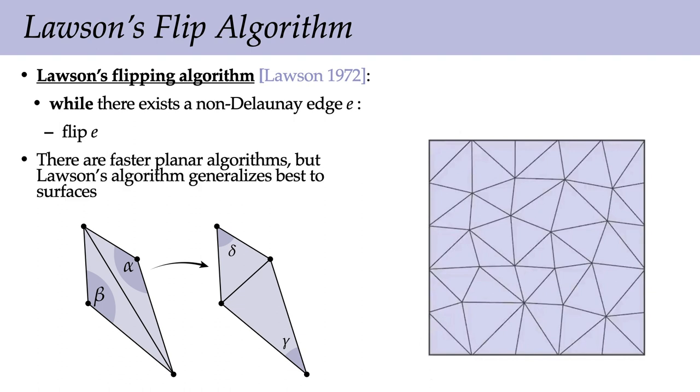I should note that there are plenty of faster algorithms for computing Delaunay triangulations in the plane. However, at the moment, Lawson's classic algorithm is the most straightforward to generalize to the intrinsic setting. And the performance of the flip algorithm is perfectly satisfactory in practice. We'll go into more details later, but generally flipping to Delaunay takes less time than reading a mesh from disk.